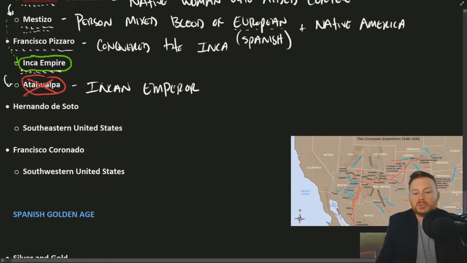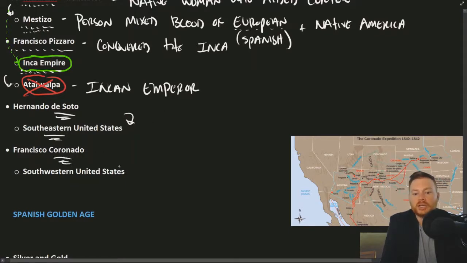Meanwhile, other explorers continued to make their way in North America, hoping to find another empire to conquer and plunder. The Spanish at the time didn't know that the Inca and the Aztecs were really the only two empires that were sophisticated enough that it warranted this type of conquest. But Hernan de Soto explored the southeastern United States. So we want to associate de Soto with the southeast, places like Mississippi, Alabama, Florida was where he explored.